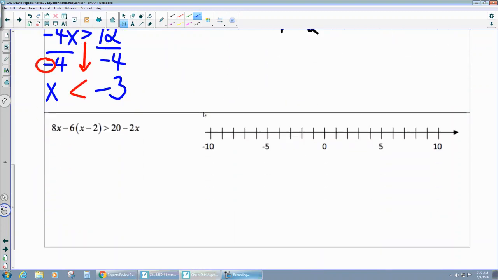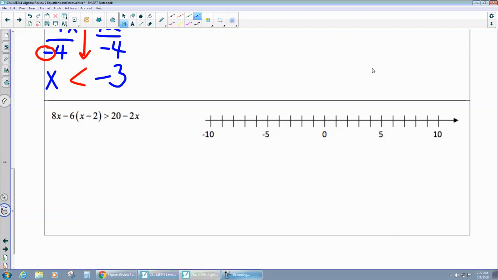Okay, again, if you want to try this problem on your own, pause the video, otherwise we're going to get right to it. So, first I have parentheses, so the first thing you want to do is make sure you distribute, and make sure you distribute a negative 6. So let's bring down everything else. I have 8x. Negative 6 times x gives you negative 6x. Negative 6 times negative 2 gives you a positive 12.